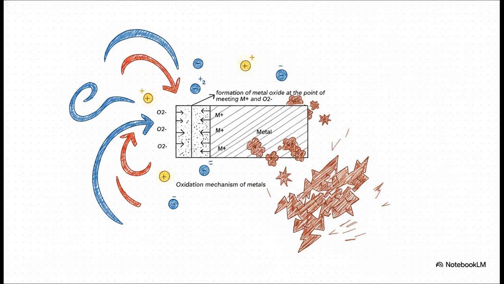During the dry oxidation of a metal, the metal atoms at the surface lose electrons. They oxidize, becoming positively charged metal ions. At the exact same time, oxygen from the air swoops in and takes those newly freed electrons, becoming negative oxygen ions.